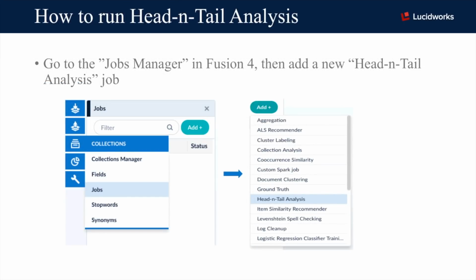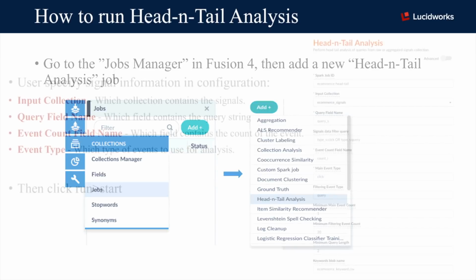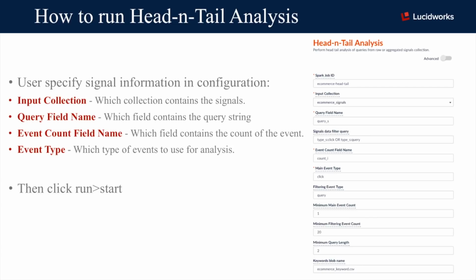Once your signals are in one of the Solr collections, we can go ahead and run the Head and Tail Analysis job. Simply go to the new Jobs Manager in Fusion 4, then select Head and Tail Analysis. In the Job Configure UI, fill out some parameters. A few required ones are which collection contains the signals, which field contains the query string, which field contains the count of the event, and which type of events to use for analysis. Then just click Run and Start.